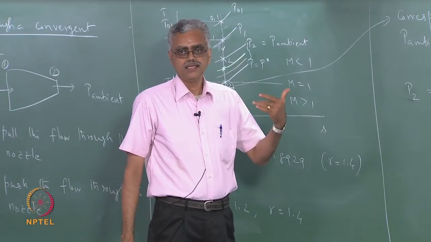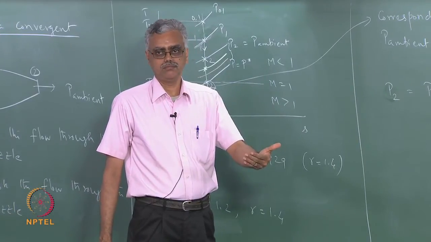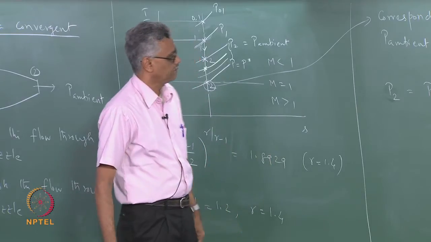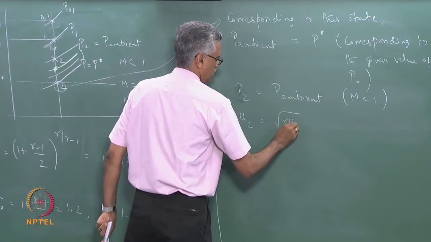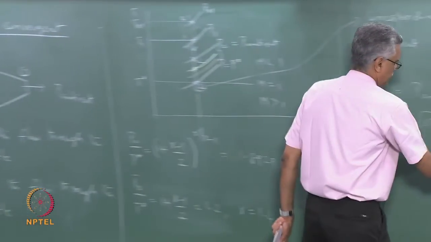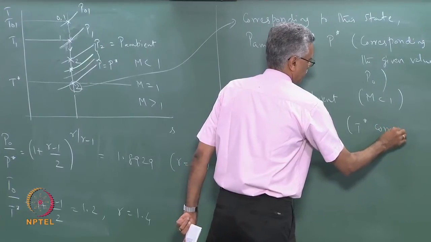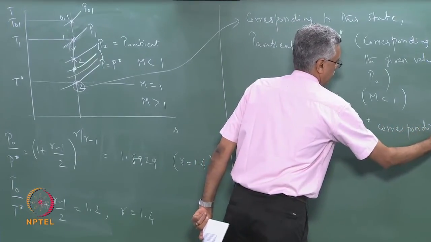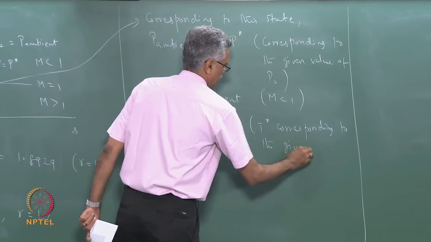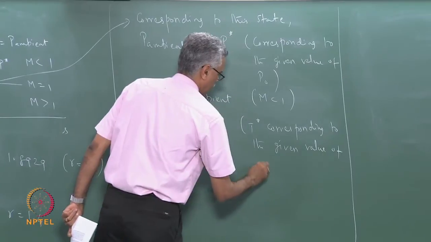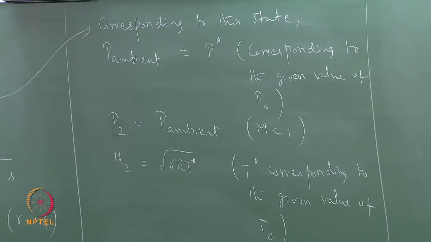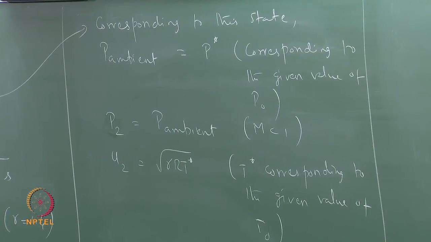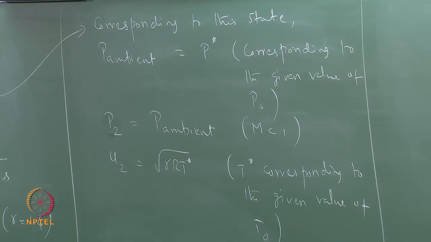When the flow is subsonic, the exit pressure is always equal to the ambient pressure, and the exit velocity u2 is equal to the square root of gamma R T star, where the T star corresponds to the given value of T naught. So this is a critical state when we just reach the sonic state from above.